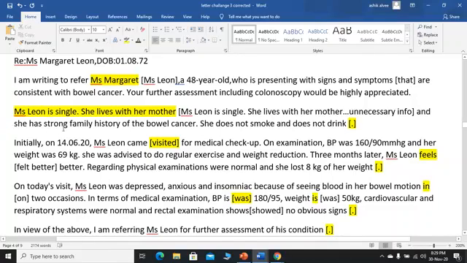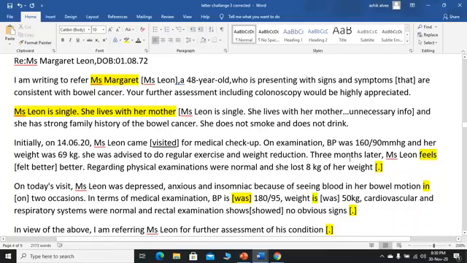And she has a strong family history of bowel cancer. She does not smoke and does not drink. Another full stop is missing, so we put a full stop here. Initially Ms. Leon came, the word came is informal, so we write visited. Visited for medical checkup. On examination, BP was raised and weight was another.